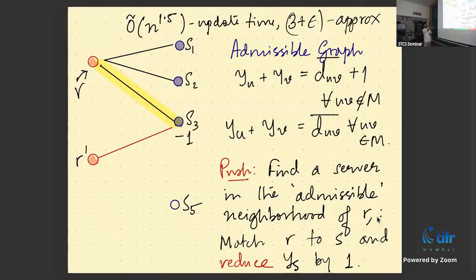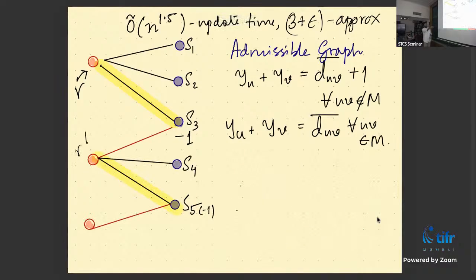Now, some other request might have been matched to this server, so now I have to do something. What I do is I simply repeat the procedure. I look at the admissible subgraph, I again do the same thing, I decrease the dual of this server by 1, and I keep doing this.